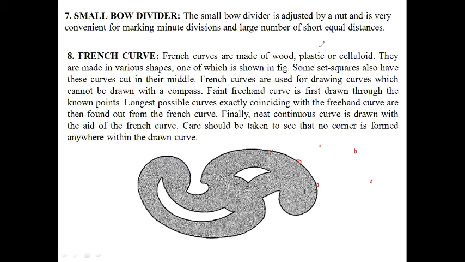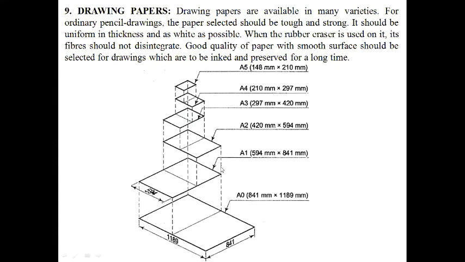Here are the different types of drawing sheet. This is A0, the maximum size of drawing sheet. In your lab we use the A1 drawing sheet; this is A2, this is A3, A4 and A5. And remember one thing: the thickness must be uniform, and when you use the rubber eraser, the fibers should not disintegrate. So good quality paper is required for drawing. And when you buy a sheet, always clearly say A1 drawing sheet.